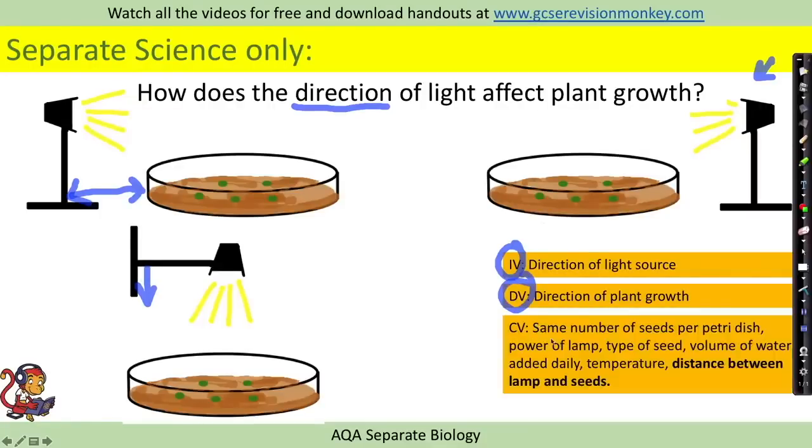Our control variables, important things as before, like the same number of seeds per petri dish, the power of the lamp, the type of seed, the volume of water added, temperature, and in this case the addition of an extra one, which is the distance between the lamp and the seeds.